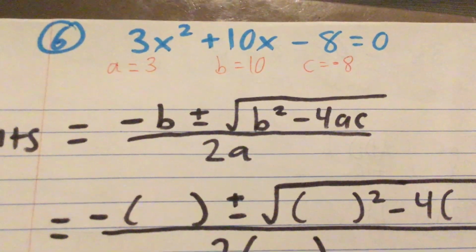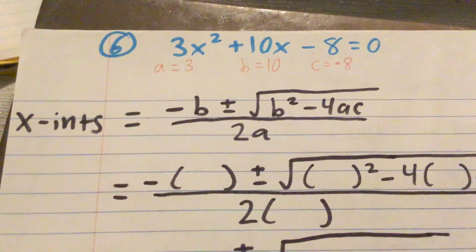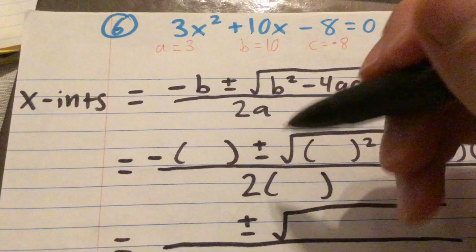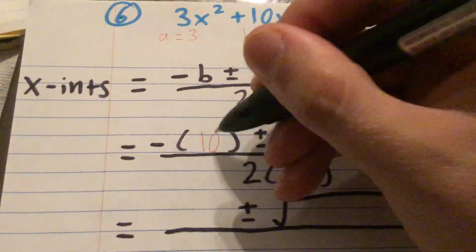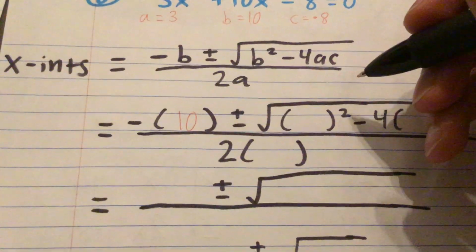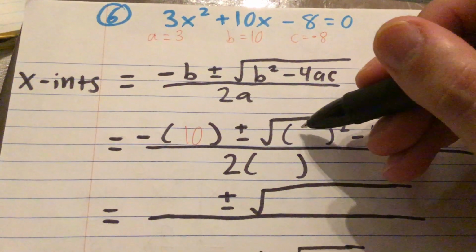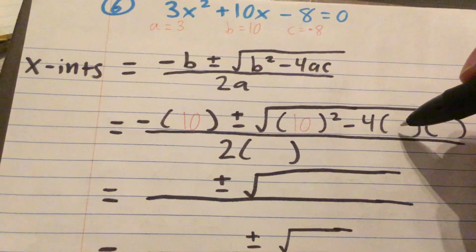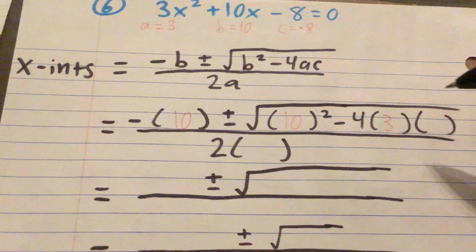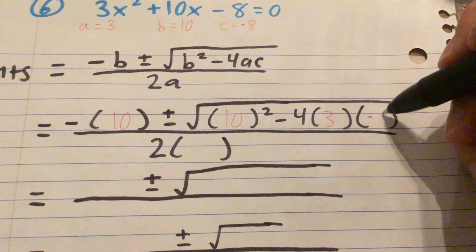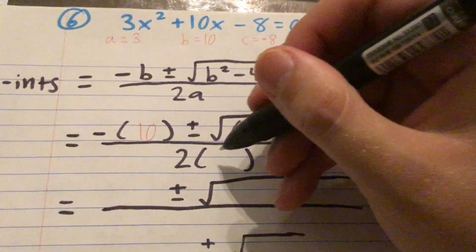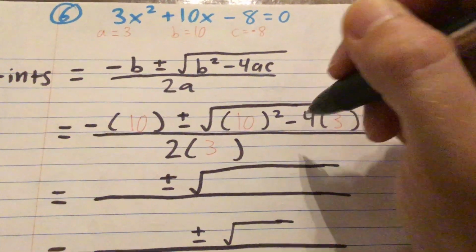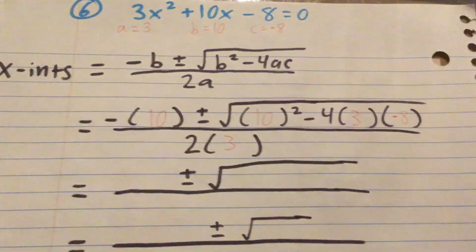We can find all values of x by this formula. So now we're going to plug in a, b, and c. So negative b, which is, in this case, positive 10, so negative positive 10, plus or minus the square root of b squared, which is 10 yet again, minus 4 times a, in this case 3, times c, which is negative 8. All that over 2 times a, which is 3.